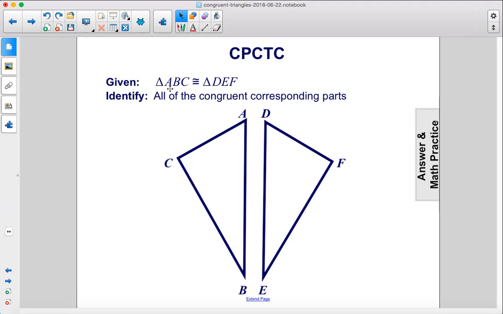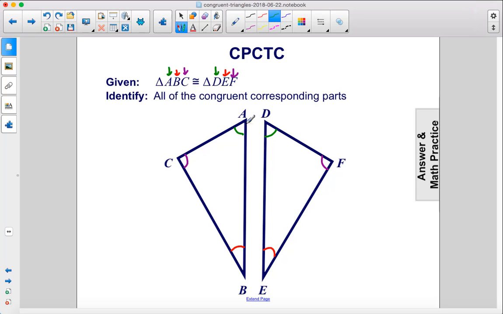Given that triangle ABC is congruent to triangle DEF, identify all of the congruent corresponding parts. Alright, so the first letter here is A, and the first letter here is D. So we know that those angles are congruent. The second letter is B, the second letter is E. So we know that these two angles are congruent. And finally, the third letter is C, the third letter here is F, so this angle and this angle are congruent. Now, the sides that connect those angles are also going to be congruent.